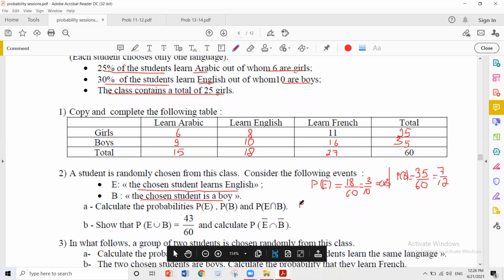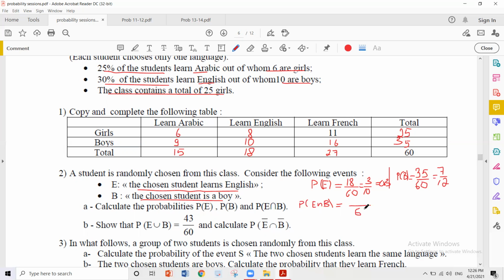Probability that E intersection B. How much will it be, Marianne? A boy and studying English. Boy and English, how much? The boy who learns English is 10. 10 over 60 equals 1 over 6.